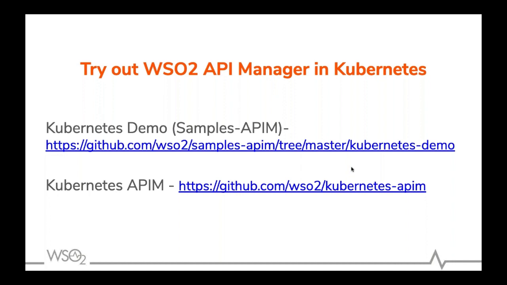If you want the Docker files, if you go to the Docker API repo under the WSO2 organization, you can find those Docker files as well. The other question is about the Kubernetes version. This actually works in the latest releases as well, so you can try it out.